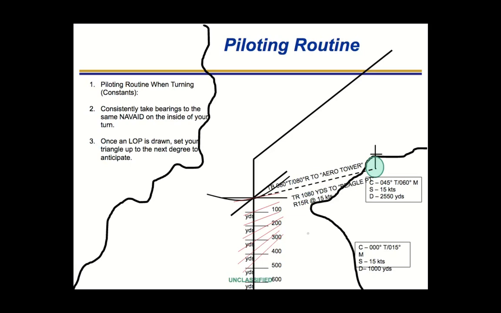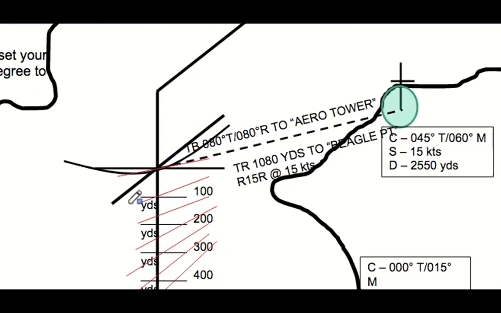In this case, we're going to take constants off a visual NAVAID as we approach a turn. So our first course here, we're on 000 degrees true, and we're making a turn to starboard to 045 degrees true. And we've done some chart prep already. We have our slide bar plotted right here.